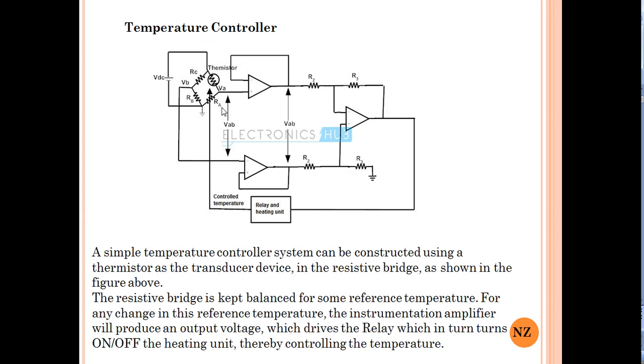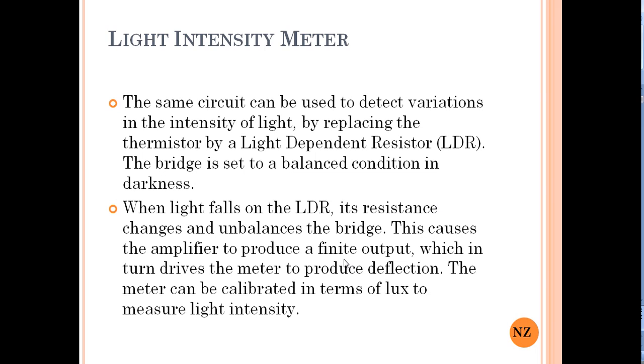So what happens when there is a change in resistance here? The change in resistance is reflected as the input to the two non-inverting amplifiers, whose outputs act as the input to the difference amplifier, and then the difference value will be amplified and given as the output voltage. This output voltage will drive the meter to produce a deflection. Suppose we are measuring the light intensity, the output of the difference amplifier can be a meter. That meter will show the value of the light intensity.